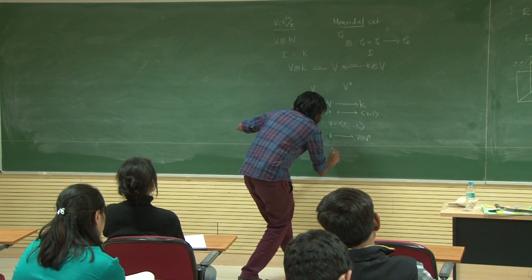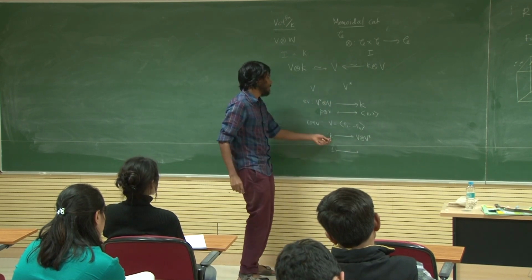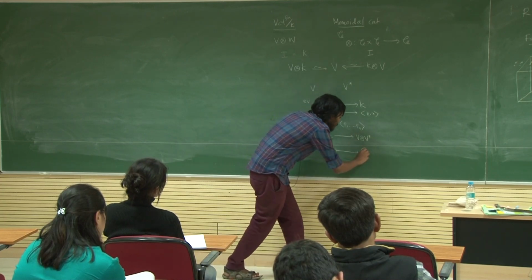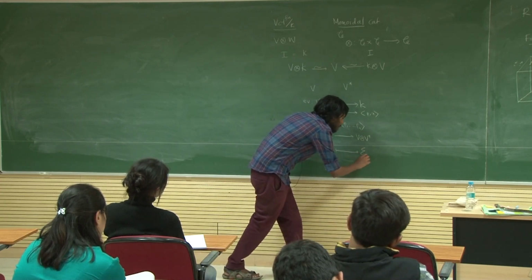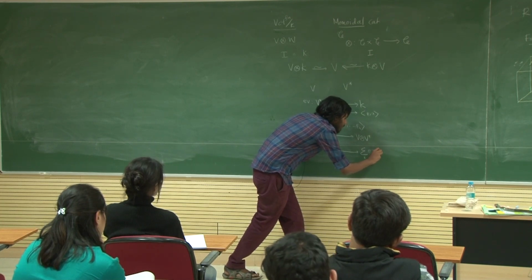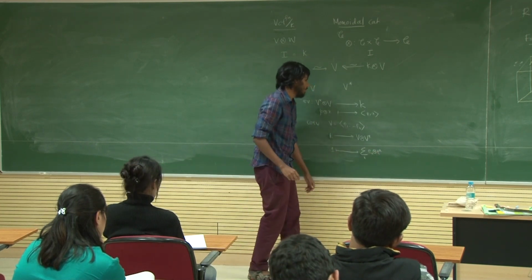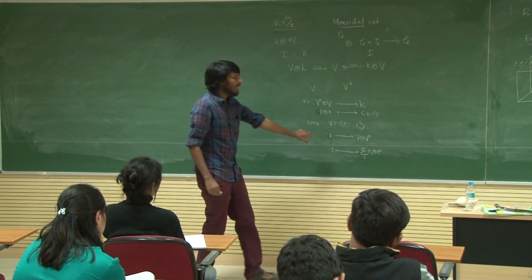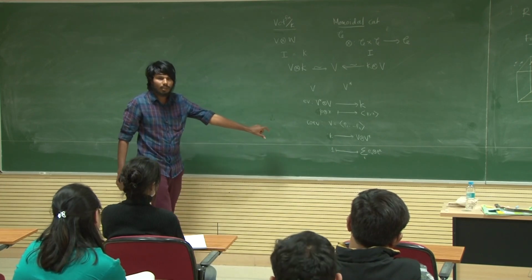Every map on this is determined by where you send 1, and 1 I am going to send to the summation over k of ek tensor the dual ek, the dual of this basis element. So this map is what I call the co-evaluation map.